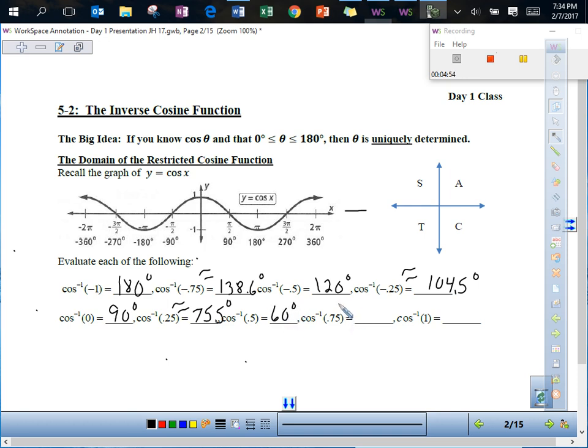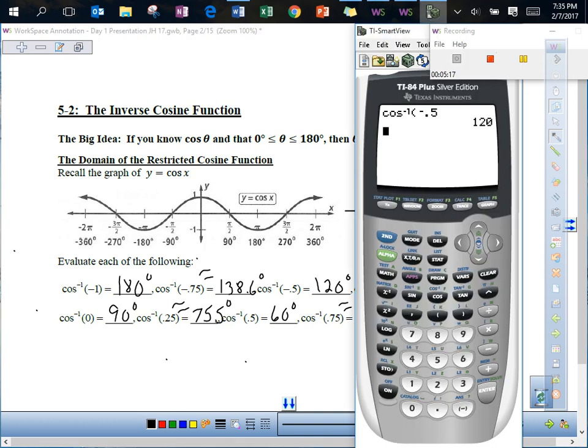This one came out to be about 41.4 degrees. And then inverse cosine of 1 wound up being 0 degrees. I want you to notice something, guys. I allowed you to type in basically any number between -1 and 1. What would have happened if I would have let you type in bigger numbers?